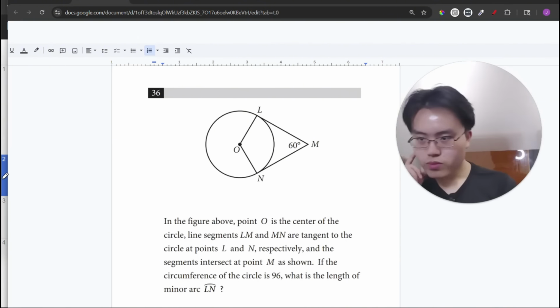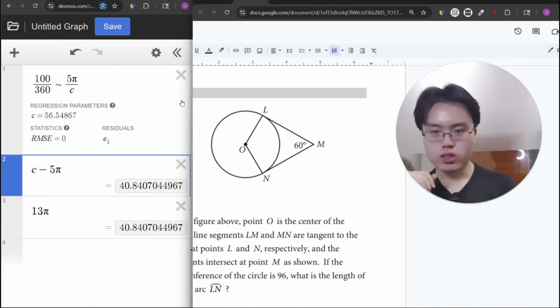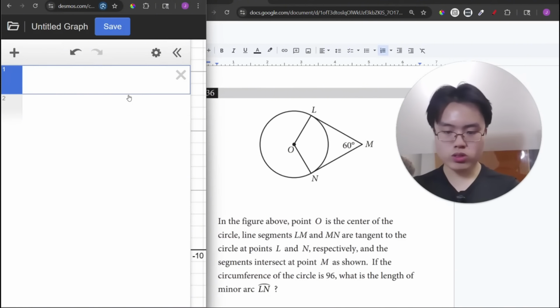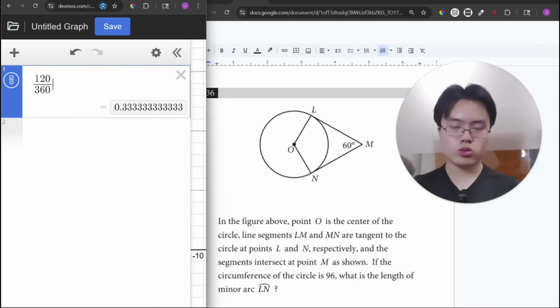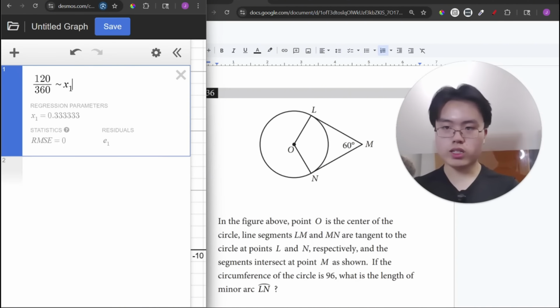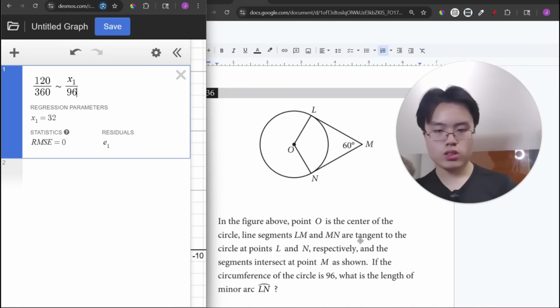Okay, so let's just solve for it, because we already know the angle, and we know the circumference, which is 96. So the central angle, which was 120, over 360, I'm just using the formula we talked about, equals, no, we need to find this, right? And the circumference 96, that gives 32. So 32 is the answer. That's how you solve that question.